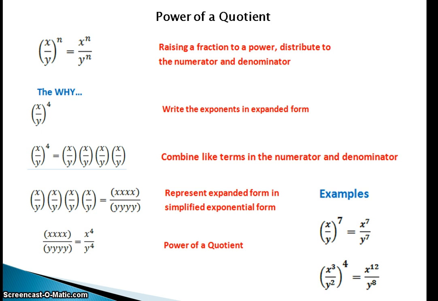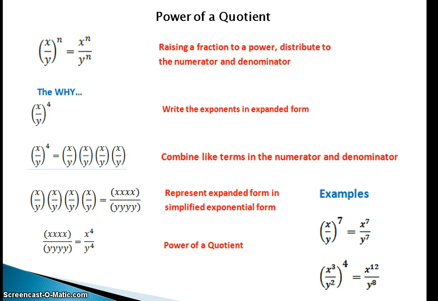Now here are 2 examples. In the first example, it's very simple. We're simply going to distribute the power of 7 to each term in the numerator and the denominator. But in this simple case, there's only 1 term in the numerator and 1 term in the denominator.